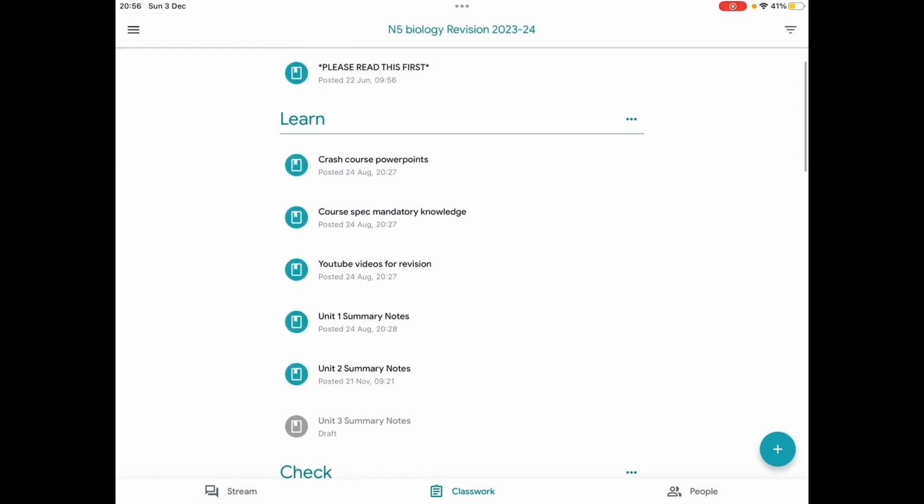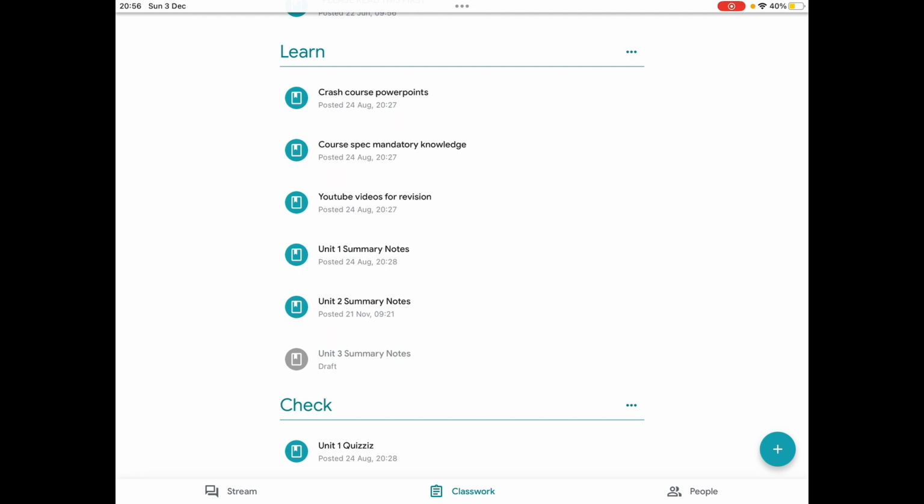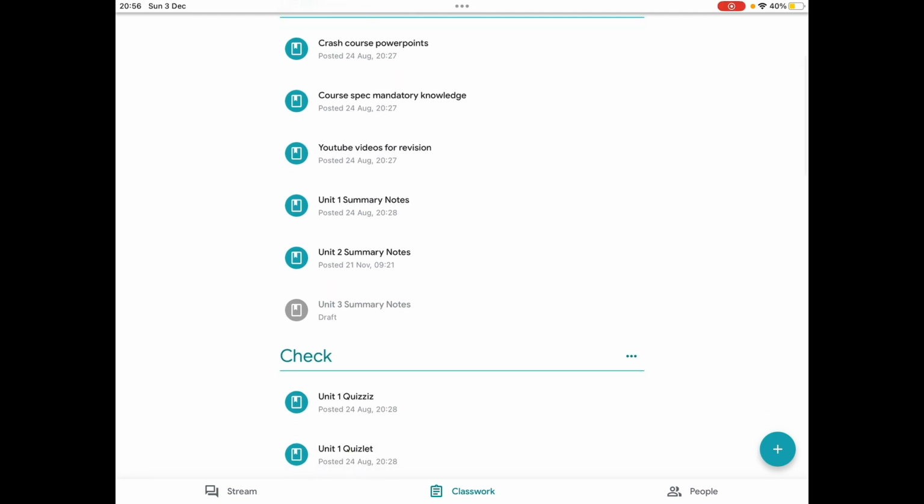So look at the learn activities first. There's many versions of the PowerPoints, called Crash Course PowerPoints. There's a Matrix of Knowledge, and I would always refer back to that. That gives you the correct terminology for all the topics and shows you exactly what you should know for each key area. You've got YouTube videos for revision, which are really excellent. And again, as you'll see in a moment, they're available for Higher as well. And we've also got summary notes.